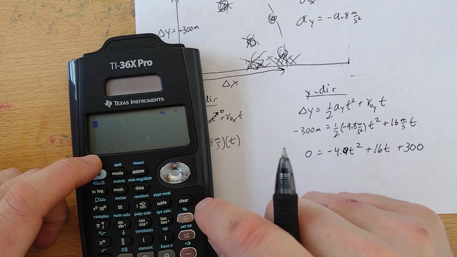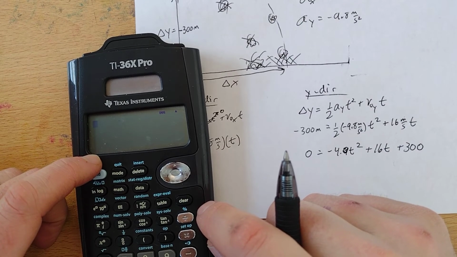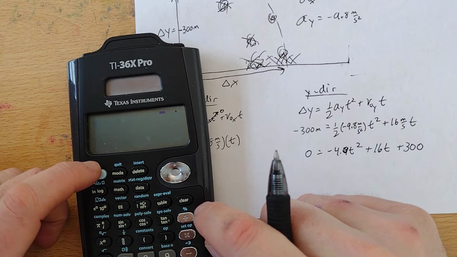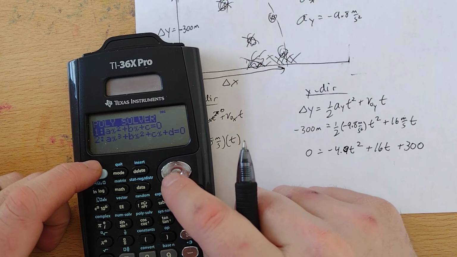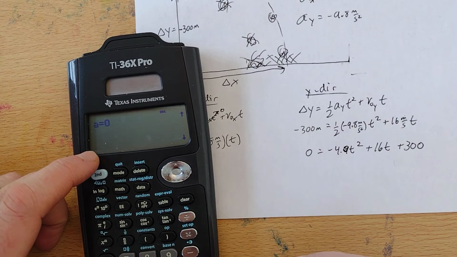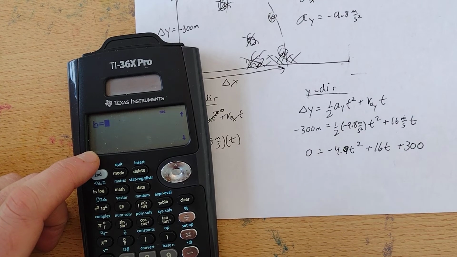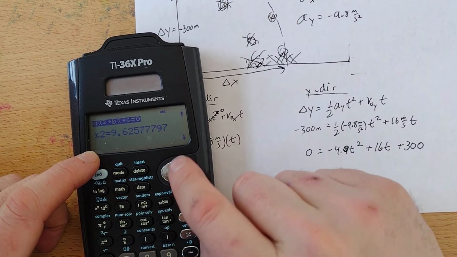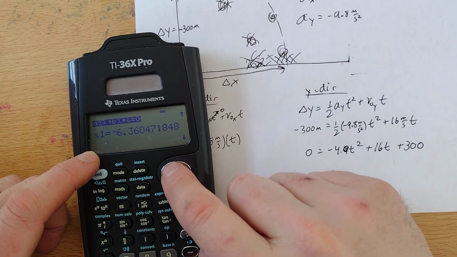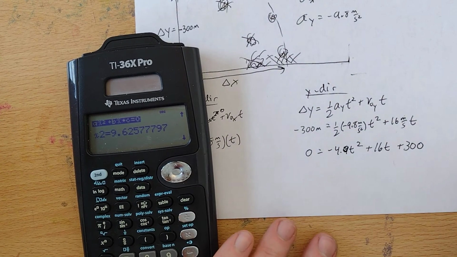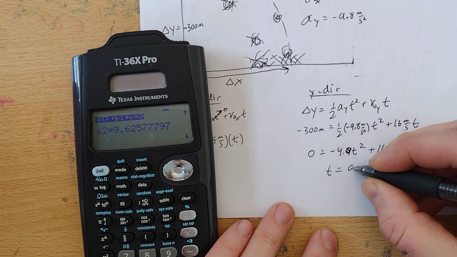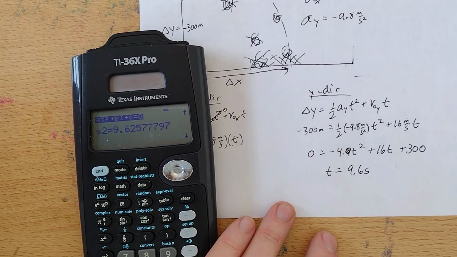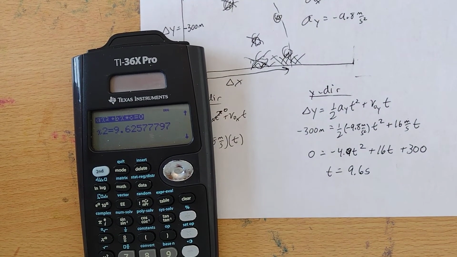Where is it? Is this it? Yeah, there it is. a equals negative 4.9. b equals 16. c equals 300. Solve it. I've got two roots here. I've got negative 6.36 and 9.6. So it tells me the positive root is 9.6. That's the one I'm going to take. 9.6 seconds. Sounds about right.